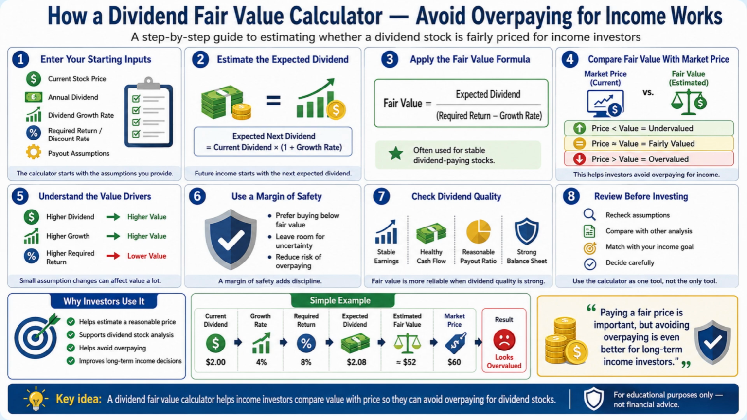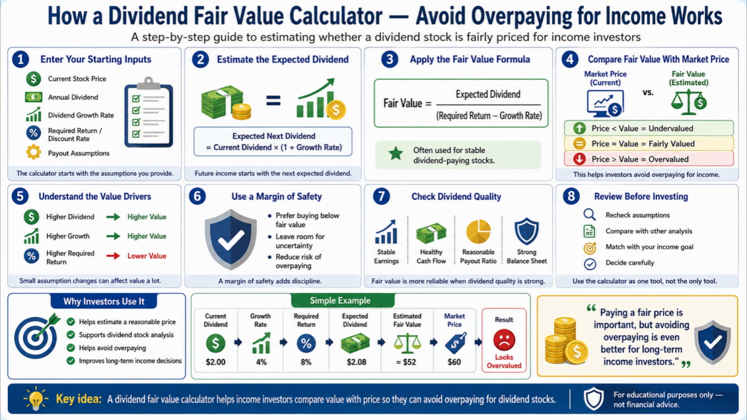Furthermore, the quality of the dividend should always be checked. Fair value is more reliable when the company has stable earnings, healthy cash flow, a reasonable payout ratio, and a strong balance sheet. Without dividend quality, the calculator result may look attractive, but the income may not be dependable over the long term. Finally, the stock should be reviewed carefully before investing. It is wise to recheck assumptions, compare the result with other types of analysis, and make sure the stock fits your income goal. A calculator should be used as one tool, not the only tool, in the final decision-making process.